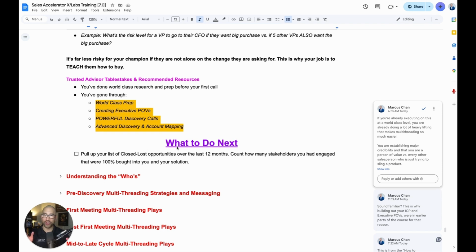Because this is more of an intro to multi-threading, pull up your closed-lost opportunities over the last 12 months. Go through there, count how many stakeholders you had engaged with that were 100% bought into your solution, all right? And which ones were missing. All right, so go through that now so you have an idea of who's missing, so you can potentially go back and save those too.